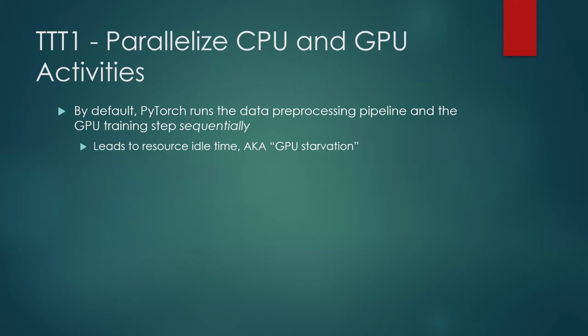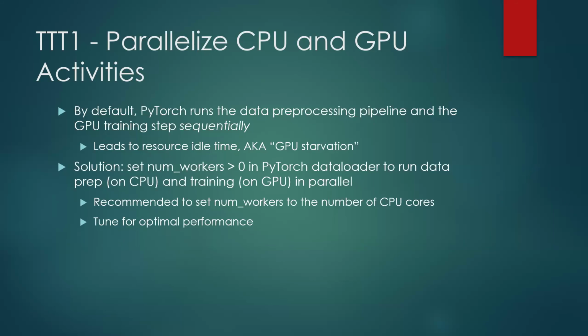For better or worse, by default, PyTorch runs the data pre-processing pipeline and the GPU training step sequentially. This often leads to GPU starvation, where the GPU remains idle as it waits to be fed by the CPU. The fix for this is simple. Use multi-worker data loaders by setting the num workers parameter to a non-zero value. This allows the CPU to prepare the next batch while the GPU is running the training step. The recommended value for num workers is the number of CPU cores, but this should be tuned for optimal performance.